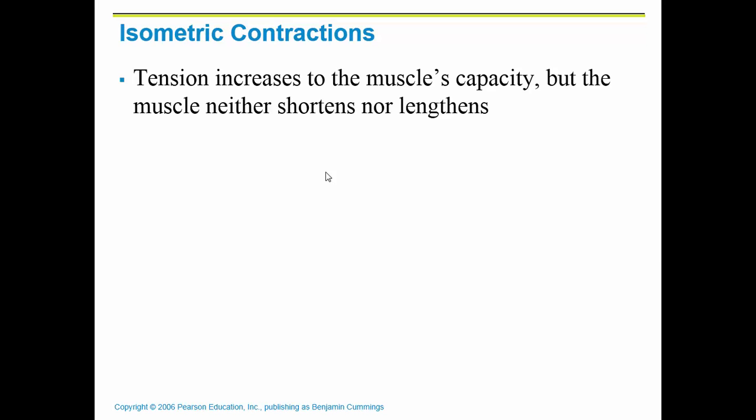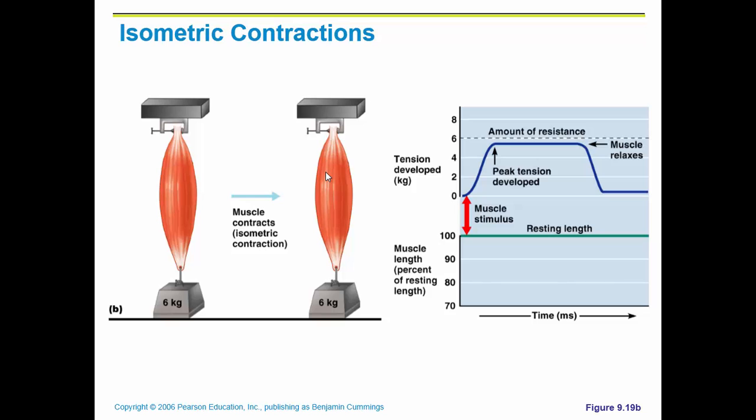Then there's something called isometric contractions, and that is where the tension increases in a muscle, but the muscle is not shortening or lengthening. If I were to do a wall sit and hold that position, you have to shorten the muscle in order to get into that seated position. But once you hold it there, you're still tensing the muscle, but it's not shortening or lengthening. So in this case, the muscle is contracting, but it's not shortening.